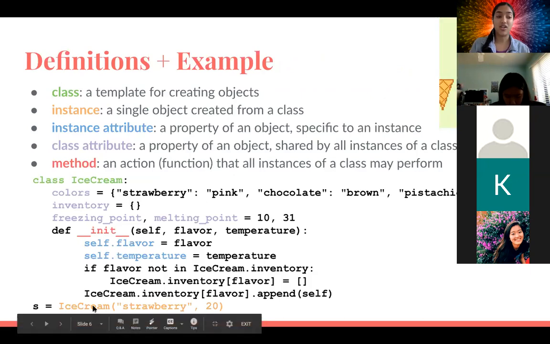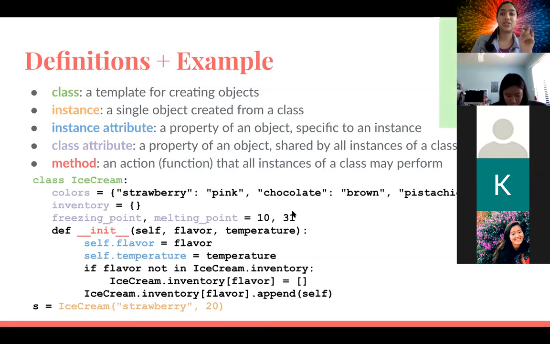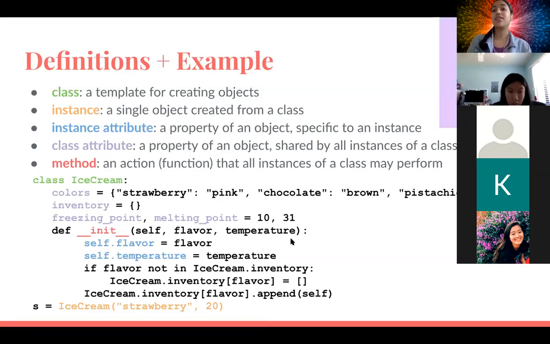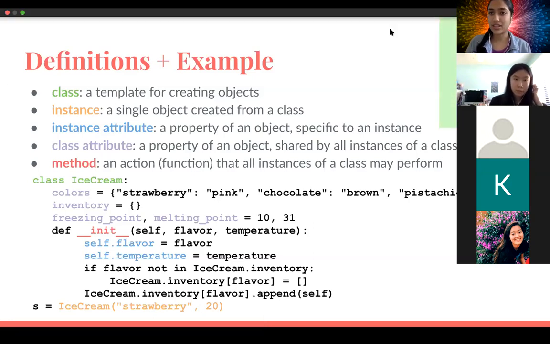So at the end of all of this code, inventory just has one key, strawberry, which points to one list, which has one element inside it. And that one element is this instance of the ice cream class. You can imagine in the future when I instantiate more ice creams, like a chocolate ice cream and a pistachio ice cream and another strawberry, all of those would also have to call the init method when they're being created. And then those instances would also get saved in the inventory under their specific key. Did I answer your question, Brianna?